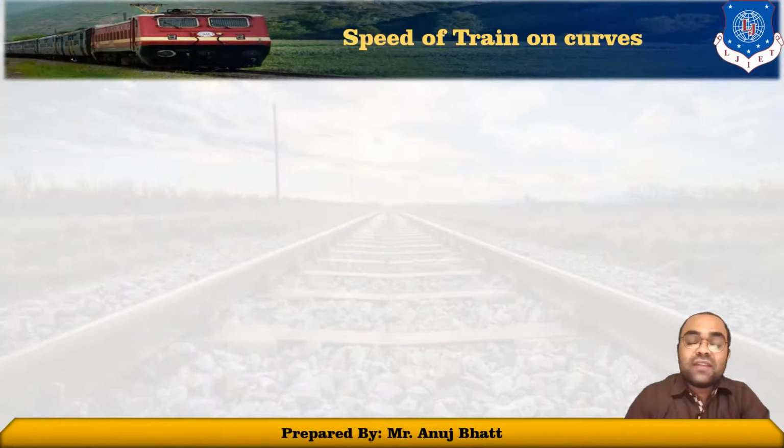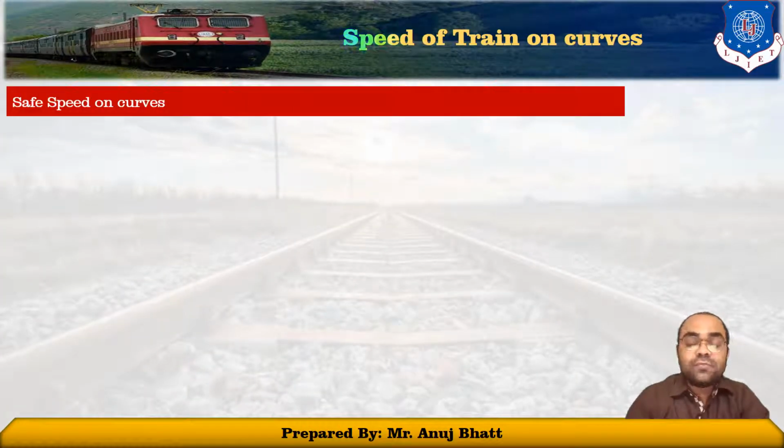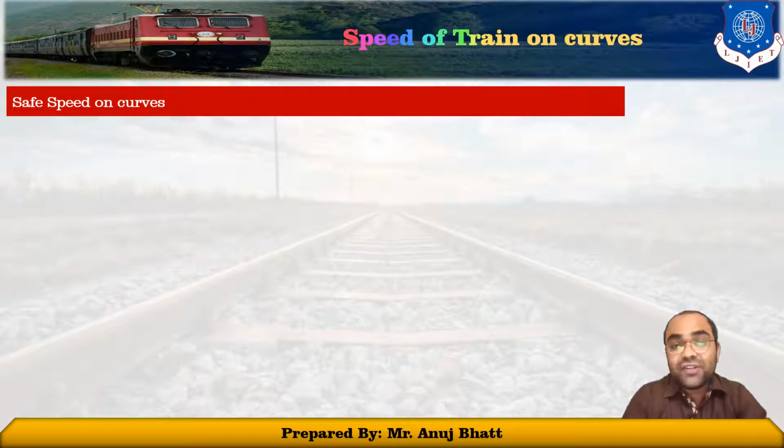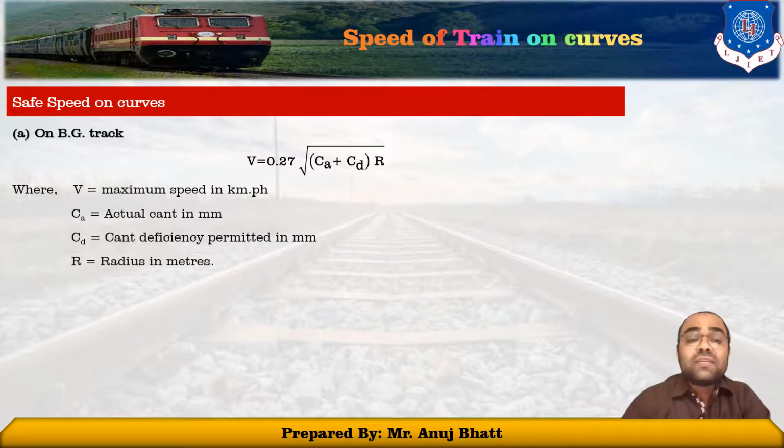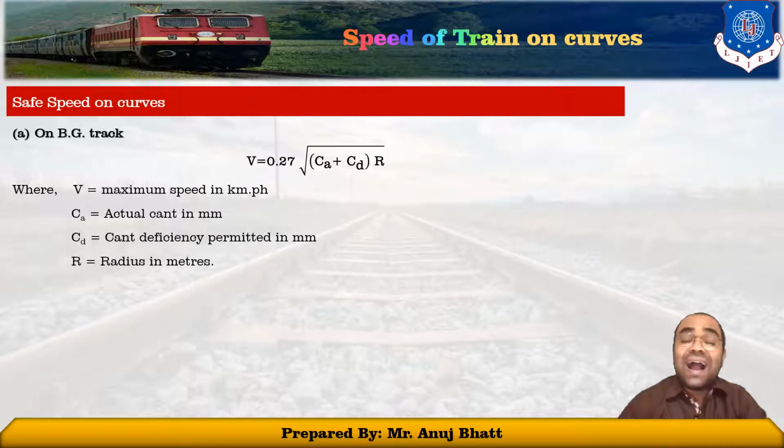Talking about the speed, there are formulas with respect to the broad gauge, meter gauge, and narrow gauge. For the broad gauge, to find the safe speed, the formula is V equals 0.27 under root (CA plus CD) into R, where V is the maximum speed in kilometer per hour, CA is the actual cant provided in millimeter, CD is the cant deficiency permitted in millimeter, and R is the radius in meters.